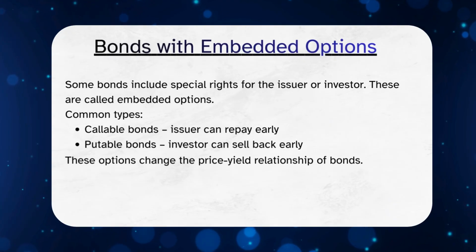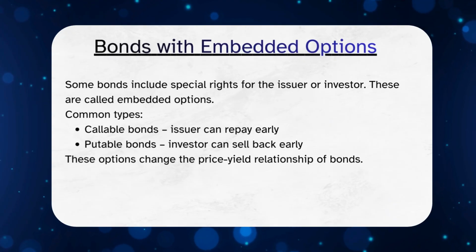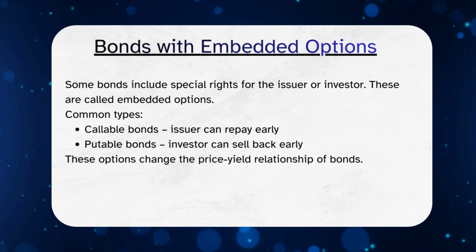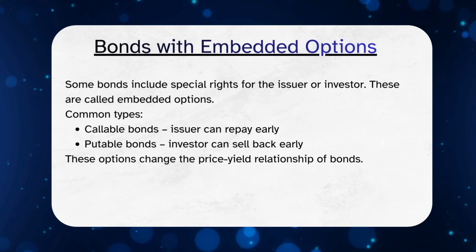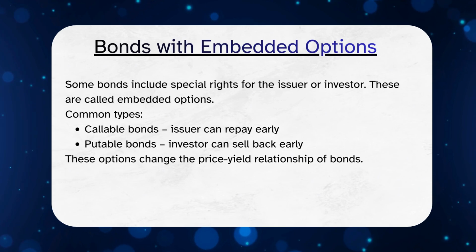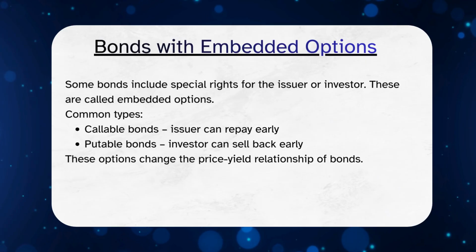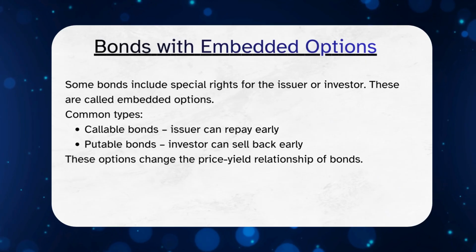Now let's move to bonds with embedded options. Many fixed income securities include special features known as embedded options. These options give either the issuer or the investor certain rights that can change the bond's cash flows. The most common types are callable bonds and putable bonds. Because these options alter potential cash flows, they also change the relationship between bond prices and yields.